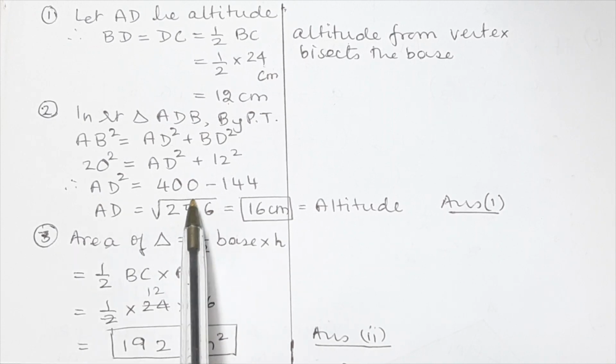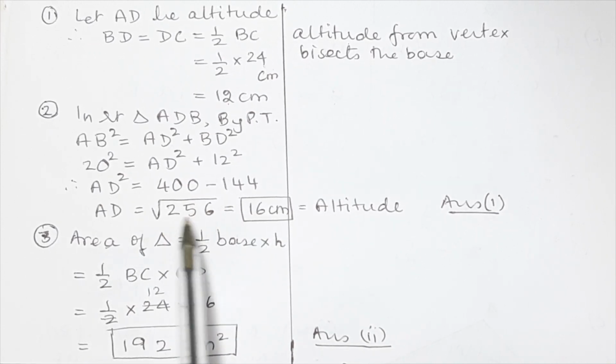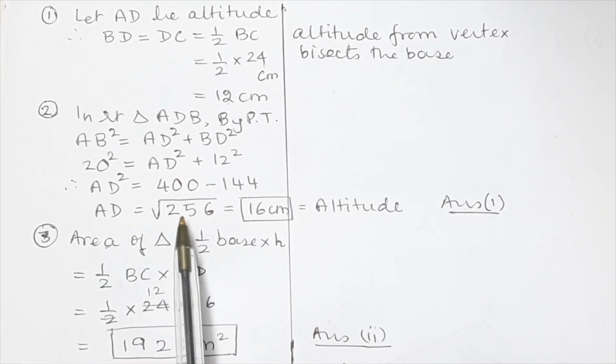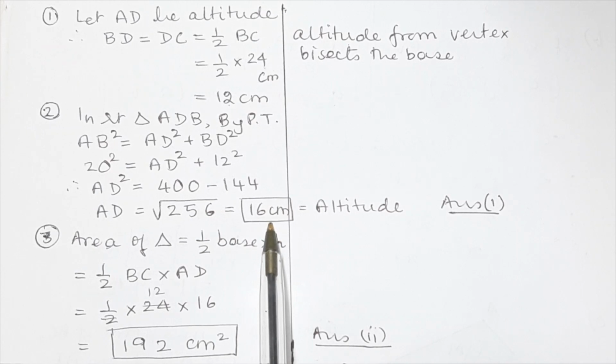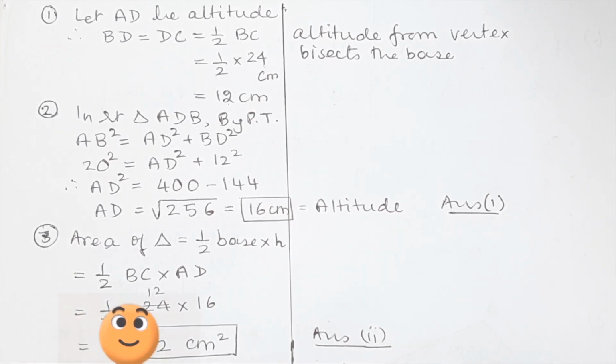So AD square will be equal to 400 minus 144. That will give us 256. So AD will be under root that, and 16 square is 256. So we are going to get AD as 16 centimeters, which is the altitude, and that becomes our answer 1.